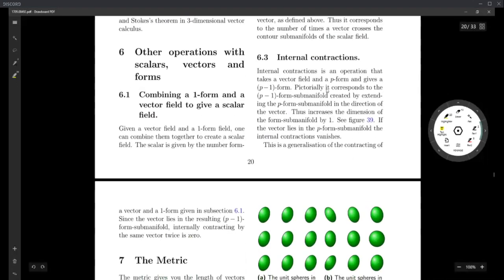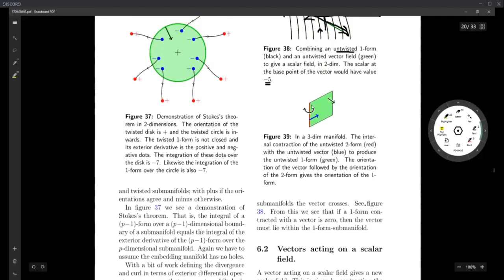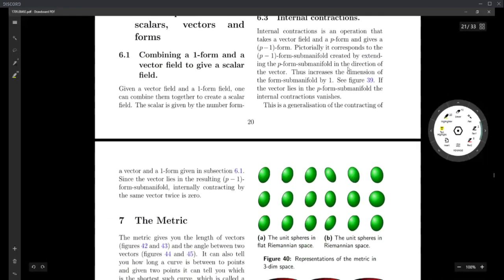Internal contractions, again, is another simple concept. Let's take this line here, an untwisted two-form, and this vector, blue. Visually, what is happening here is that we are extending this way, providing infinite lines, and that produces this green untwisted one-form. Then we see, as Sundaram was talking about, the concatenation of orientation. This is going this way, and the vector is going this way, so essentially it becomes like this.